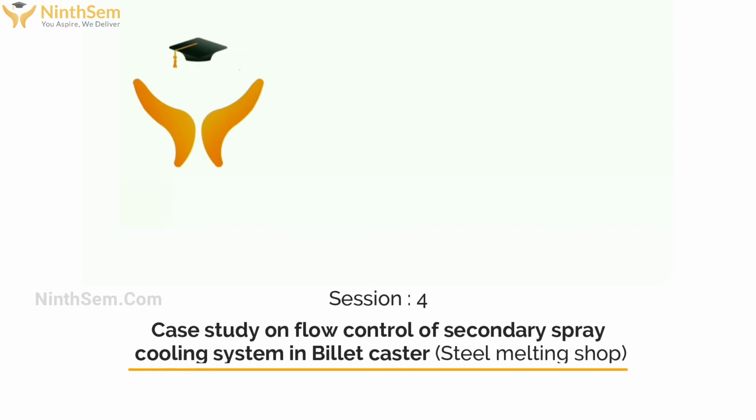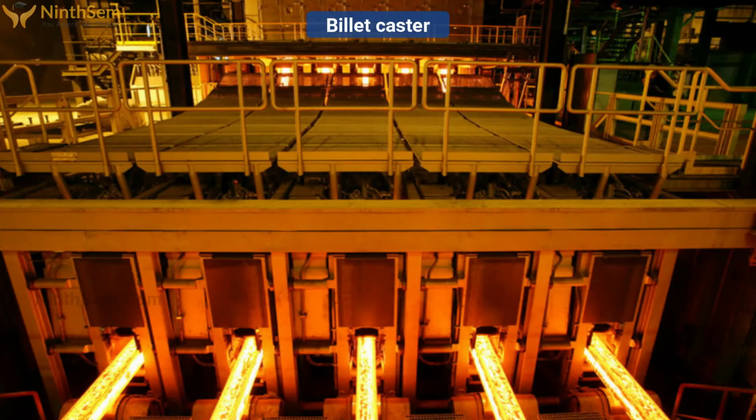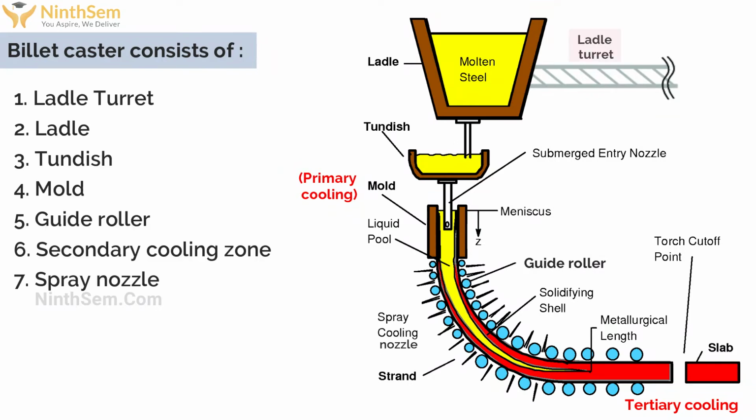In this session I am going to cover a case study, that is the secondary cooling process in the casting unit of a steel melting shop. Here it is a billet caster, which consists of a ladle turret, ladle, tundish, mold, guide roller, secondary cooling zone and spray nozzle.